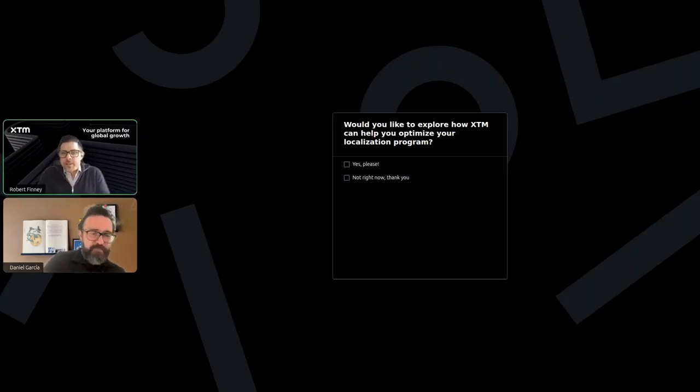Here's another question just come in. I think we'll make it our last one. How do you emphasize quality and risk mitigation to prospects or clients who are skeptical of AI-driven translation but are tempted by the cost saving?